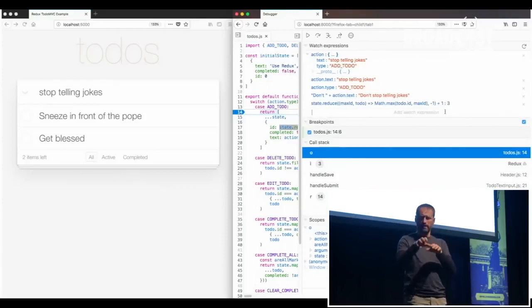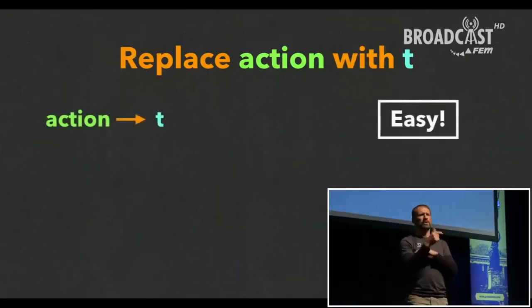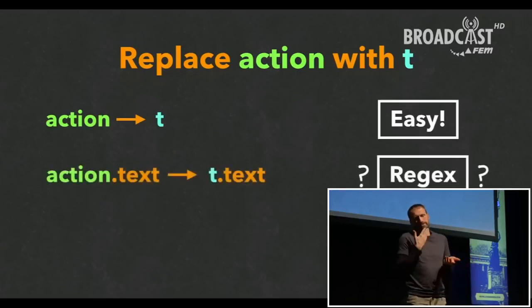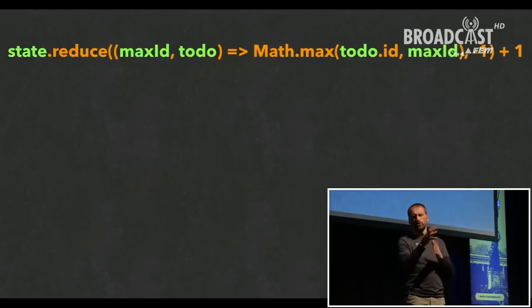So how does this work? How do we replace action with T? In the first occasion, just replacing action with T is easy, right? Here's action. OK, then replace it with T. What happens if action.text? I need to get T.text. So one possible thing to do is I can use a regular expression, but that might get cumbersome when the expressions get complicated and even more complicated.